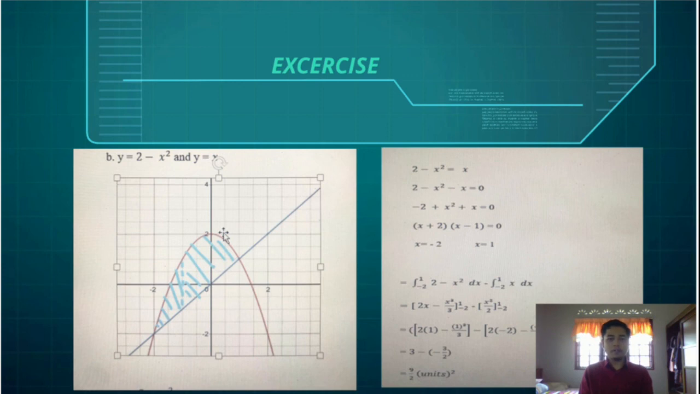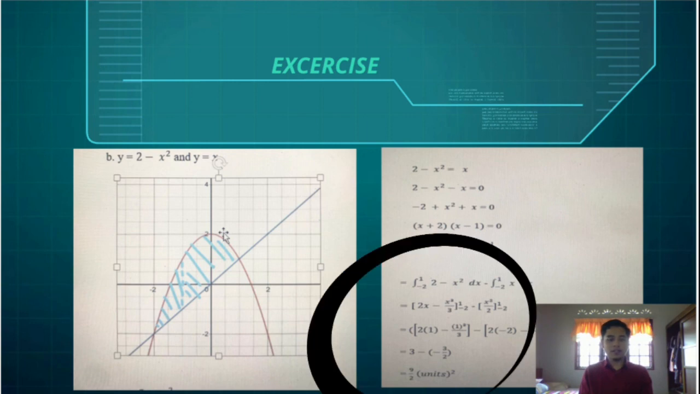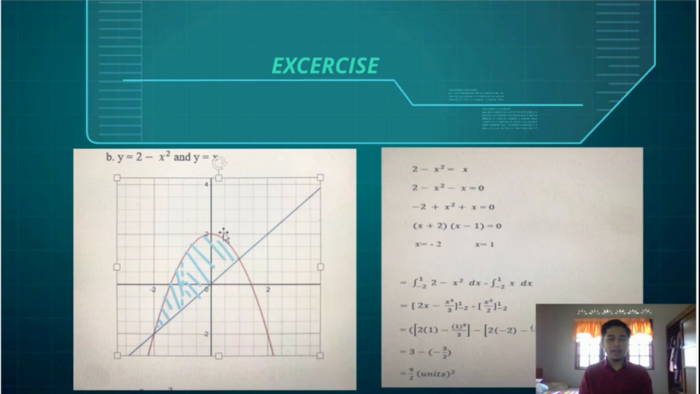So step number 3 is integrate the upper minus integrate the lower. The upper function is 2 minus x squared and the lower function is x. Then the limits are 1 and negative 2 based on the intersection points. So when you integrate 2 minus x squared, you will get 2x minus x to the power of 3 over 3. And when you integrate x, you will get x to the power of 2 over 2. Then substitute the limits and you will get the answer 9 over 2.